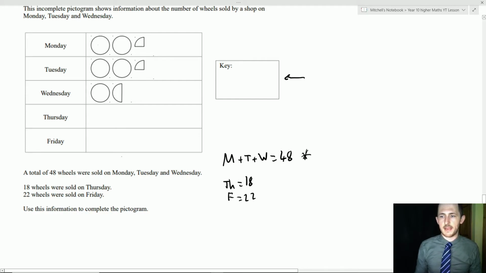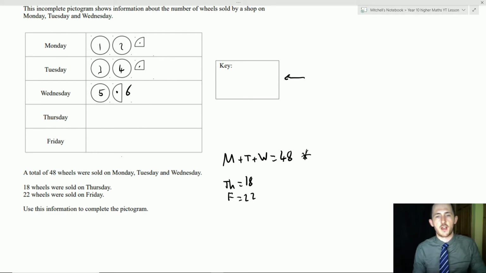Well, they tell me that in total over Monday, Tuesday and Wednesday, it's 48. So how many circles have they used to represent 48? We have 1 circle, 2, 3, 4, 5. This is a half, and then we have 2 quarters. So can you see that the 2 quarters and a half would make a 6th circle? Does that make sense? If I add the little quarter here and another quarter here, it makes a whole circle. That's where I got the 6 from.